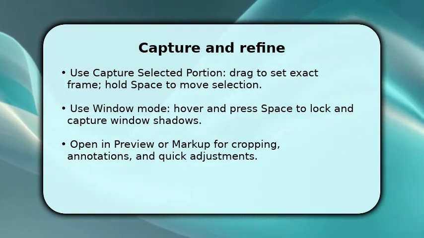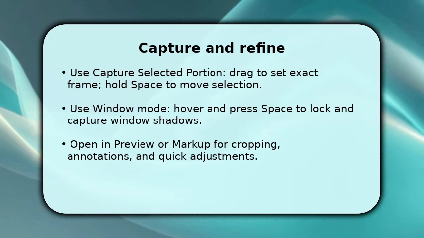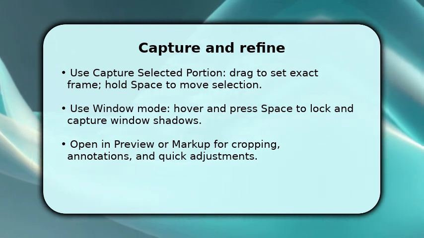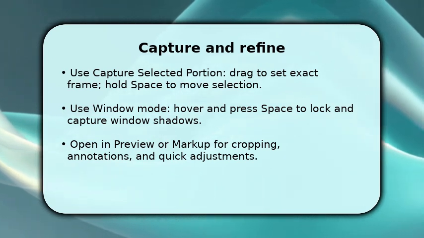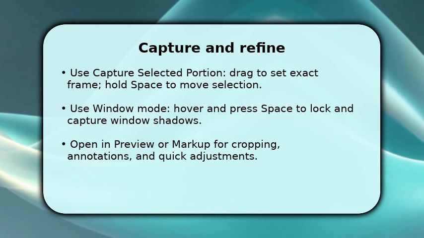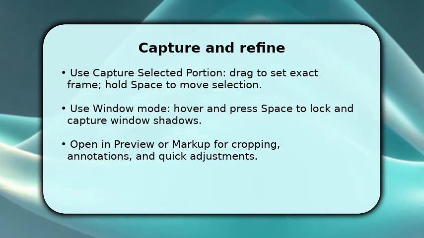After capture, click the floating thumbnail to open markup. Here you can crop, add text, arrows, and adjust exposure. Once edited, click Done to save. These refinements ensure your snip communicates exactly what you need.